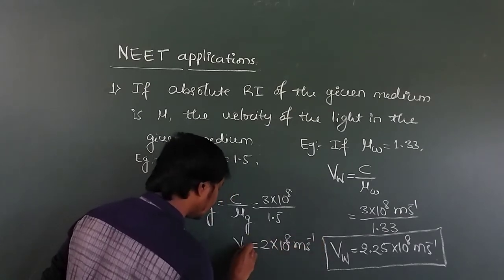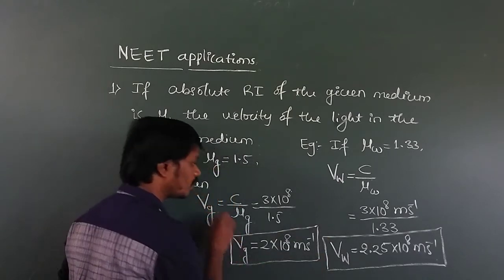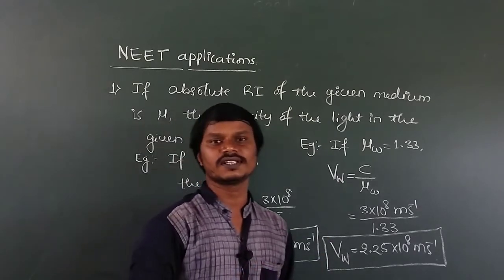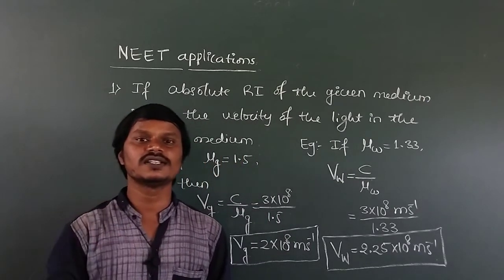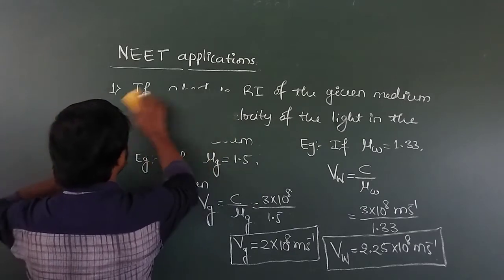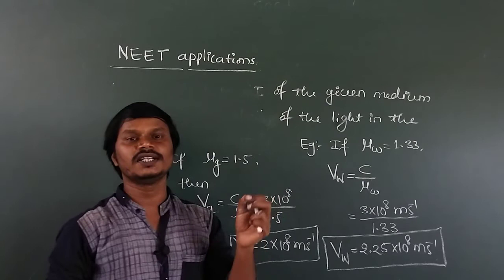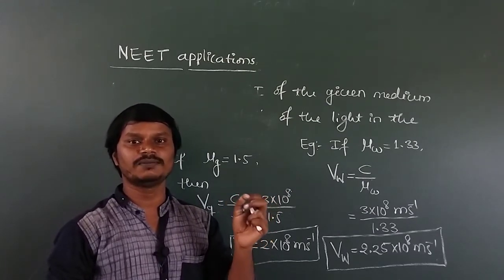Then what is the velocity of the light in the glass? That is about 2 into 10 to the power of 8 meter per second. And one more example. So what is the value of velocity of light in the diamond? So what is the formula used to find the velocity of the light in the given medium? That is V is equal to C by mu.